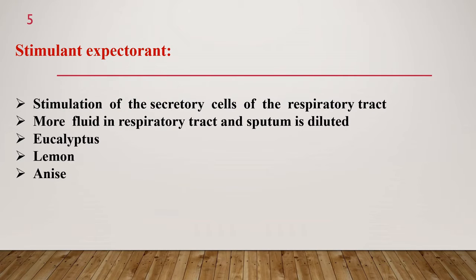Stimulant expectorants. Stimulant expectorants act via stimulation of the secretory cells of the respiratory tract, thereby more fluid in the respiratory tract and sputum gets diluted. Examples of stimulant expectorants are eucalyptus, lemon, and anise.